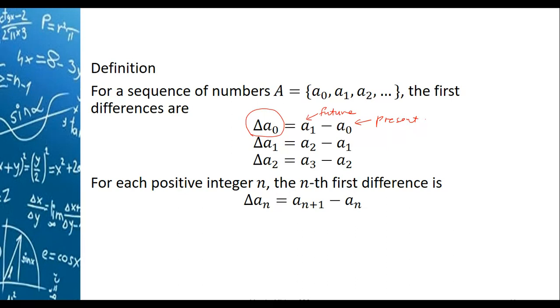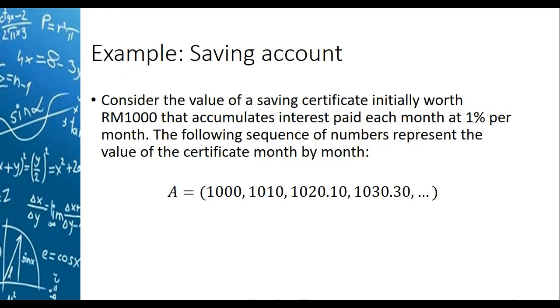This triangle is the symbol for difference. This is the first step, and then we move forward to another step. If I have the difference of a naught, then I can get the difference of a1, because I have a sequence.